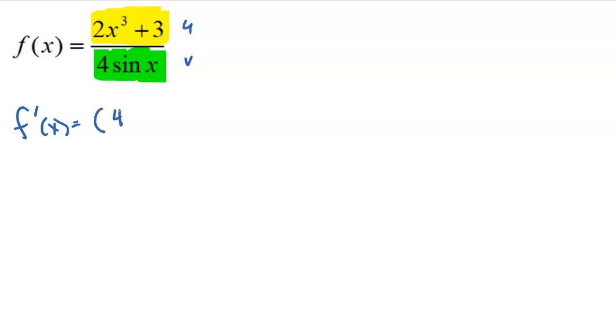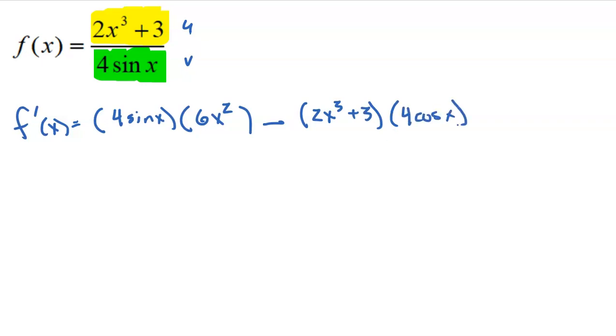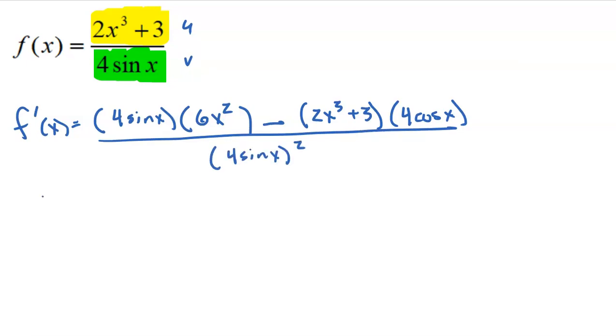Start off with v, 4 sine of x, times the derivative of u, 6x squared, plus 0, but obviously don't need to write the plus 0, minus, now I'm going to leave the numerator alone, 2x cubed plus 3, times the derivative of the denominator, which is going to be 4 cosine of x. 4 is a constant multiplier, so it just stays. The derivative of sine is cosine, so 4 cosine of x. All divided by 4 sine of x, all squared.